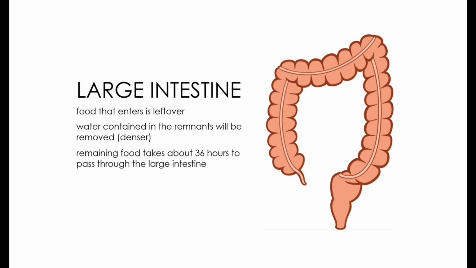Here, the food that enters is leftover from digestion and will be transferred to the rectum, then the anus. Before that, the water contained in the remnants will be removed, so the consistency is denser. The rest of the food will continue to be in the large intestine until there is a movement that triggers expulsion from the rectum. So generally, the remaining food takes about 36 hours to pass through the large intestine.